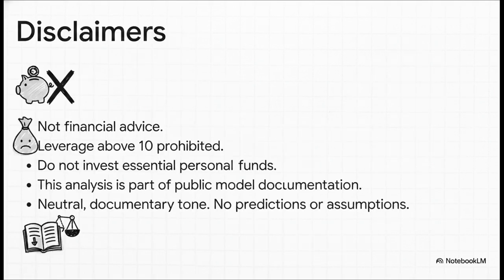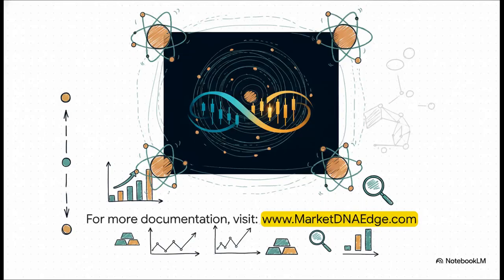Okay, before we sign off, it is absolutely crucial that we cover these points. Please remember, this is for documentation purposes only and is not in any way financial advice. The model prohibits the use of leverage above 10, and you should never, ever invest essential personal funds. This analysis is simply part of a public model documentation, and we're keeping the tone completely neutral. No predictions, no assumptions. And that wraps up our documentary look at the copper_2_2 cycle up to this point in time.